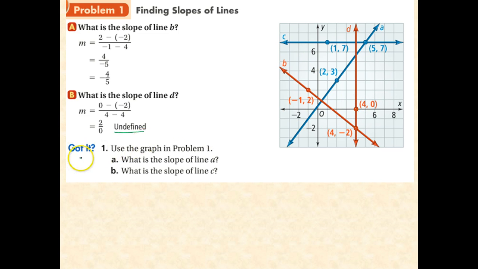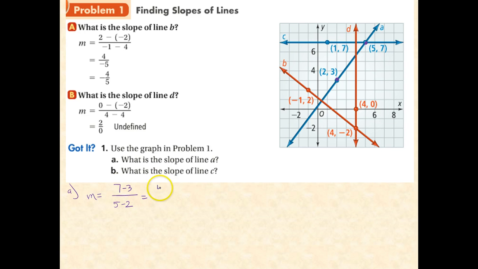Okay, so pause, use this here picture to see if you can find the slope of line A and the slope of line C. Okay, so for the slope of line A, I'll use this point here and this point here, and I'll do the top point minus the bottom point. So the y value minus the y value. This is for A. 7 minus 3 goes on the top, and 5 minus 2 goes on the bottom.